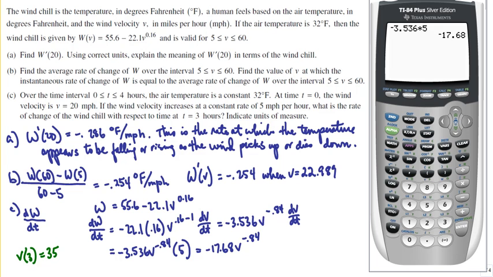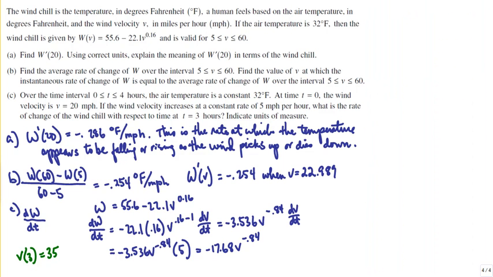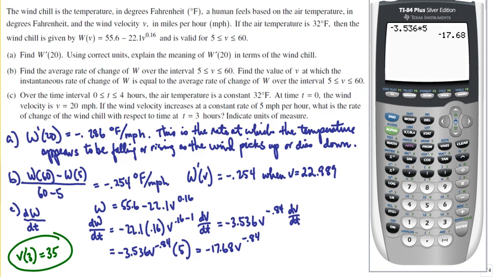Now what I need to find out is what is the velocity at time t equals 3. I have that written over here. V of 3 is equal to 35. Now how do I know that? Well, the velocity starts at 20 miles per hour, so at time t equals 0, v is 20. At time t equals 1, the velocity is increasing at a constant rate of 5 miles per hour, so v of 1 is going to be 25, v of 2 is going to be 30, and v of 3 is going to be 35.